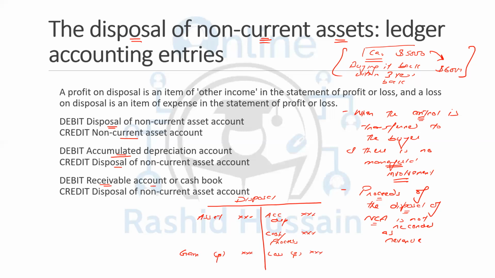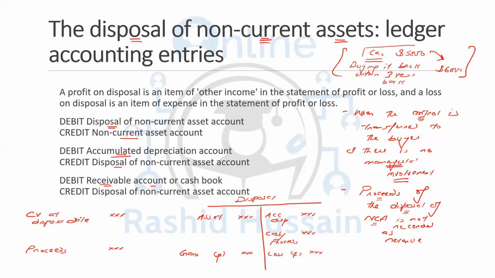But there's no requirement to make a disposal account in order to calculate the disposal gain or loss. You just need to compare the carrying value at disposal date with the proceeds. That's it. Calculate the carrying value at disposal date and compare it with the proceeds. If the proceeds are more than the carrying value, obviously it does make sense, then it's a gain. And if it is less than the carrying value, then it represents a loss.